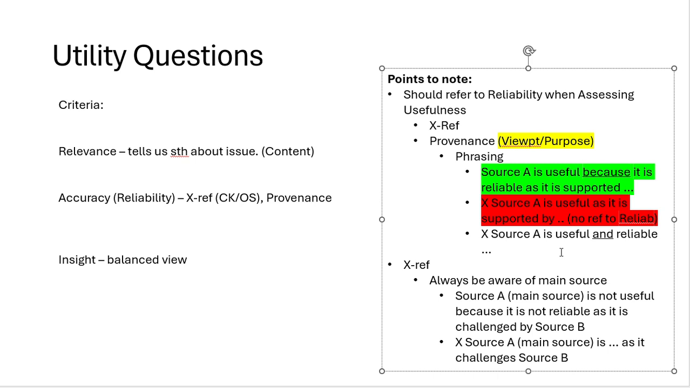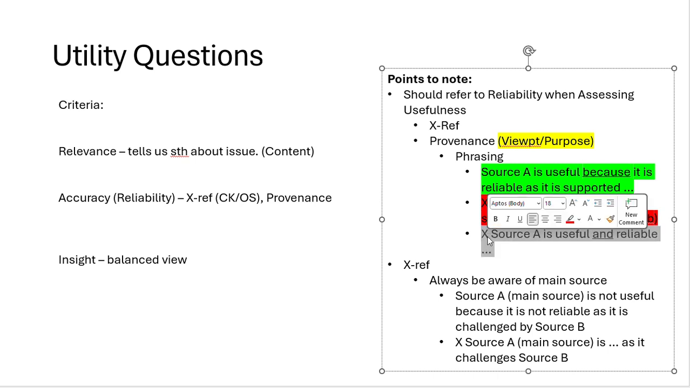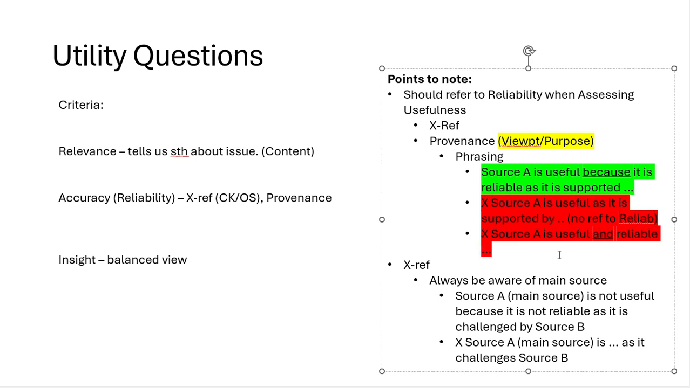You should also not have something like this: source A is useful and reliable because of something. It is not useful and reliable. It is useful because it is reliable. If you say useful and reliable, the link is not there, so you're not drawing the link between usefulness and reliability, and you will also not be given the correct assertion. So be very careful when you phrase your assertions.